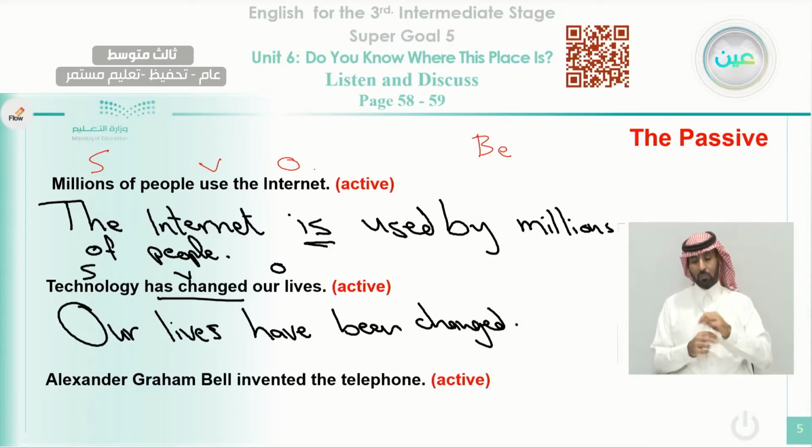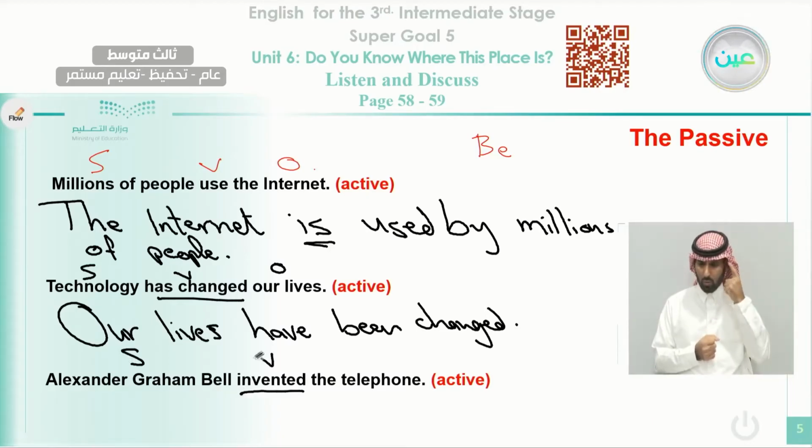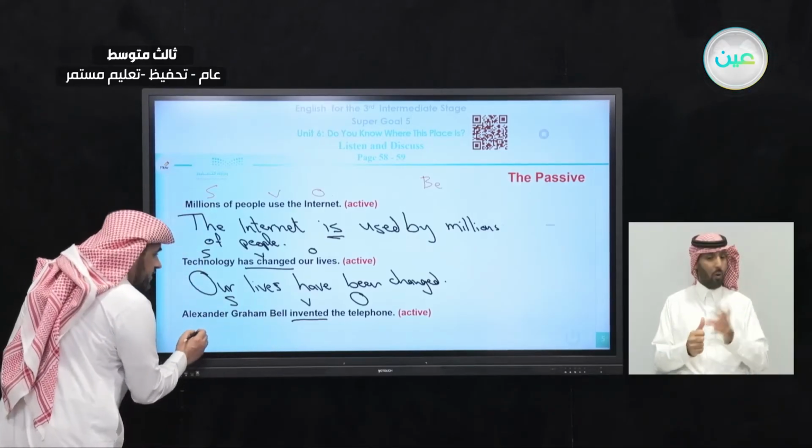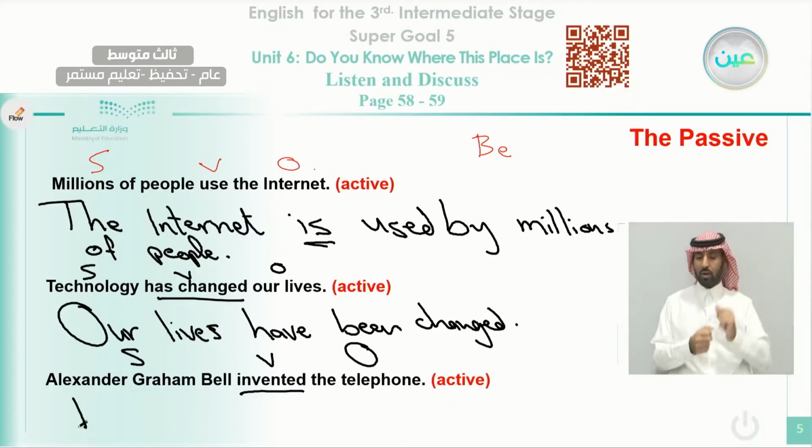Next, Alexander Graham Bell. This is the name of a person, so we consider him as a subject. Invented. This is the verb. What did he do? He invented. That means he started a new thing. What did he invent? He invented the telephone. So the telephone here is the object. So we start with the object. As we said before, we can say the telephone. Here we start with capital. The telephone.